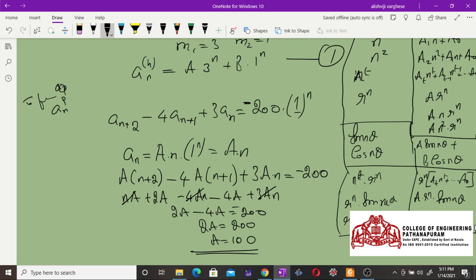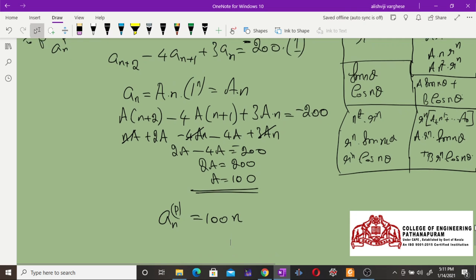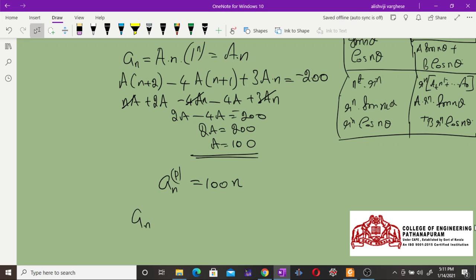So the particular solution is 100n. So by substituting here, a_n particular is equal to 100n. So the solution is a_n is equal to a_n homogeneous, which we already calculated as c1 into 3 to the power n plus c2 into 1 to the power n plus the particular solution as 100n. So this is our general solution.